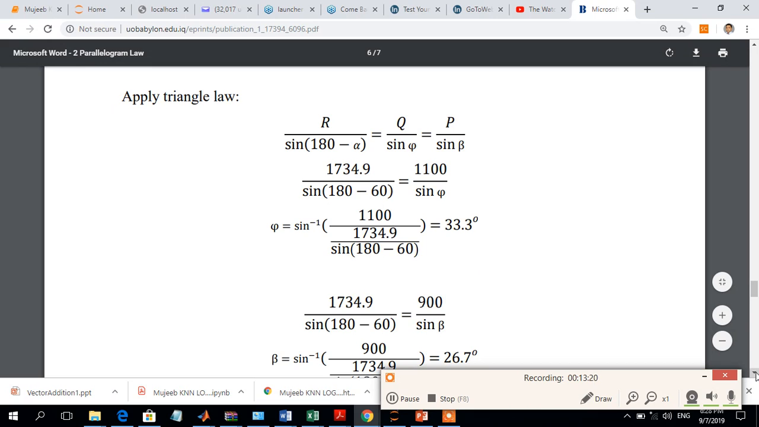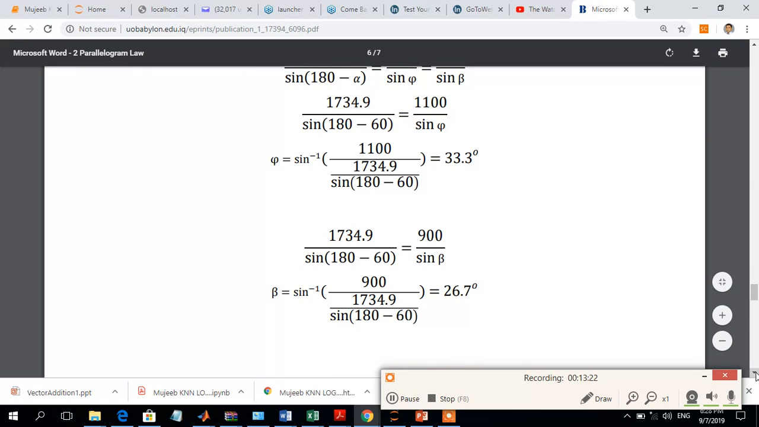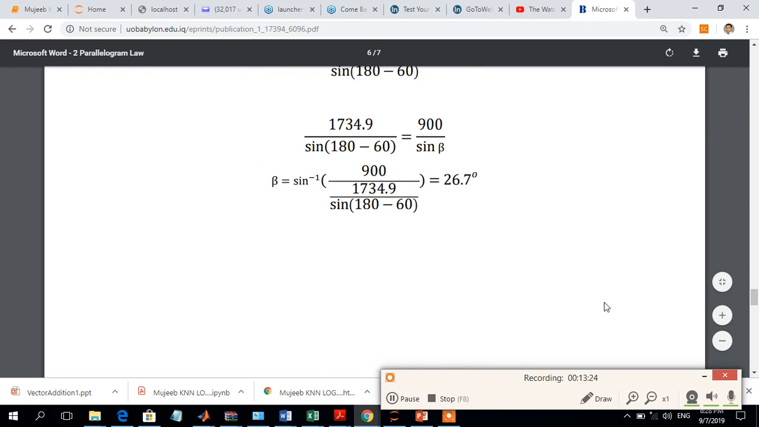So we can find that one of the angles is 33.3. In the same way, we can also find out the value of beta by substituting for the other parameters, which is having the sine beta term.